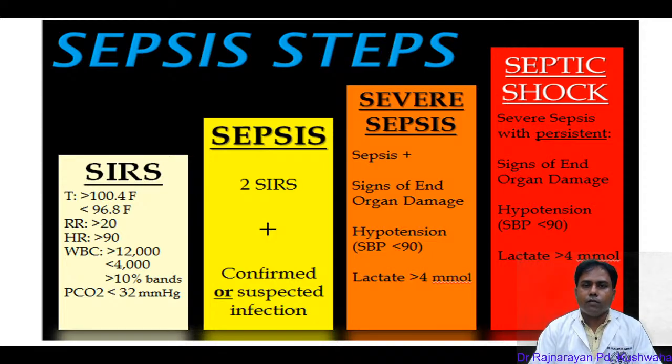SIRS means systemic inflammatory response syndrome, and SIRS is defined as temperature more than 100.4 Fahrenheit, or temperature below 96.8 Fahrenheit. Respiratory rate is more than 20 per minute. Heart rate is more than 90 beats per minute, and WBC count is more than 12,000 or less than 4,000, and bands percentage is more than 10%. Bands are immature neutrophils, and in case of any infection or in sepsis, the bands increase to more than 10%. Partial pressure of CO2 is below 32 millimeters of mercury. So this is SIRS.